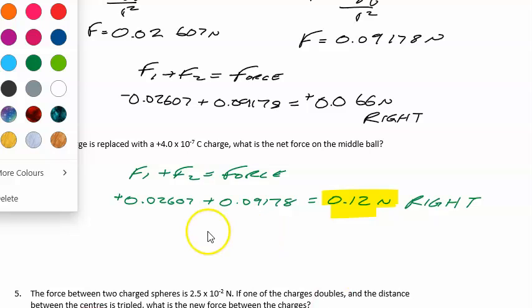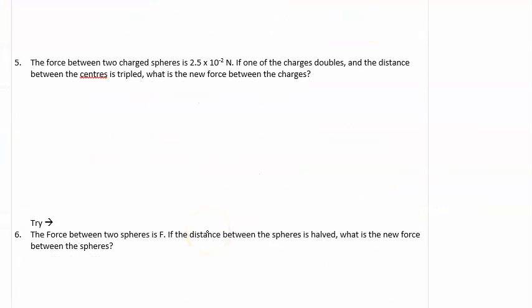Changing the color here. Taking a look at number 5, this is number 5 here. Here we're dealing where we're not given a whole lot of numbers. We've got kQQ over r squared, that should be a Q. And we're told what the force is.